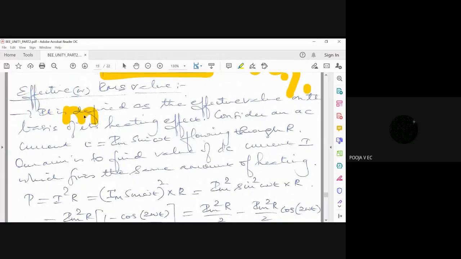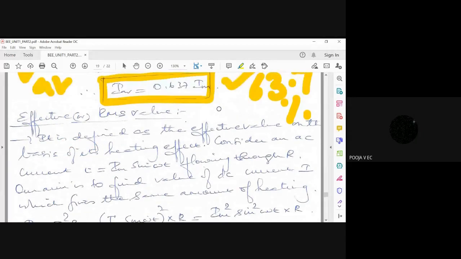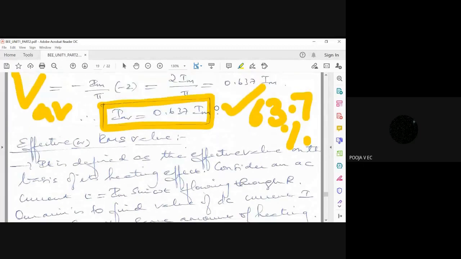Sir, a doubt. Will the average value always be constant for any waveform, sir? That 0.637, this 63.7%, is the same. It will depend on your peak value. Sir, this Im can change, right? So the 63.7, this constant, will not change. This Im value, if it changes, this I average or V average is going to change.